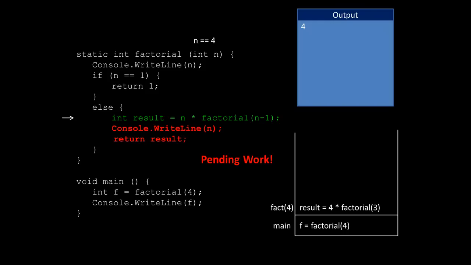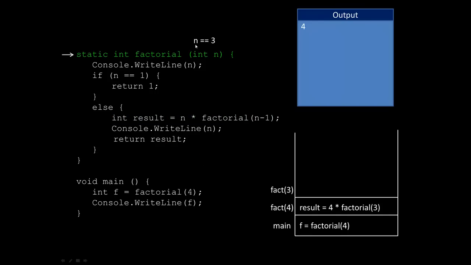Now notice that we've got a lot of pending work here that I can't do yet. And the reason is because I've called this factorial function, and it has to finish before I can go down to this console.write line. So let's go ahead and figure out what the factorial of 3 is. So again, notice what's going on here. N is currently now 3, and I've got the factorial of 3 that I've pushed onto the stack.